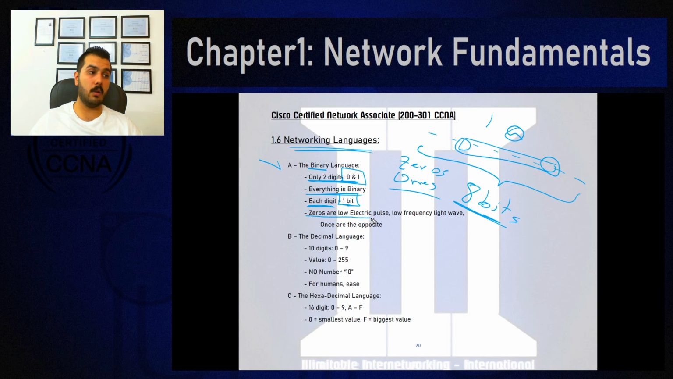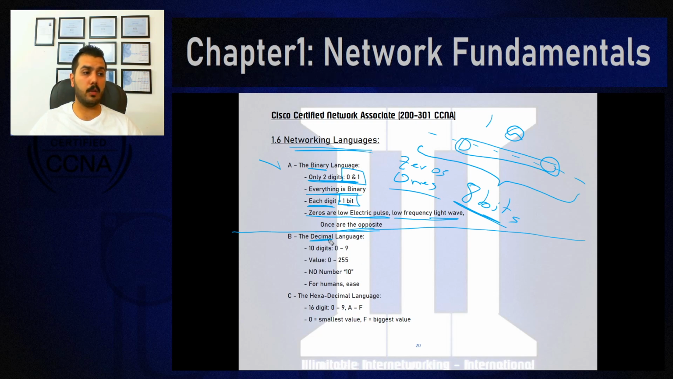Zeros are a low electric pulse or low frequency light wave. We have talked about this in the cabling chapters. Ones are a high electrical pulse or high frequency light wave. This is the first type, the first language in networking.